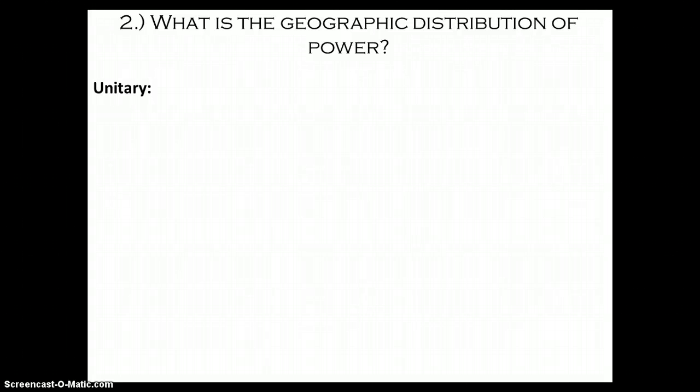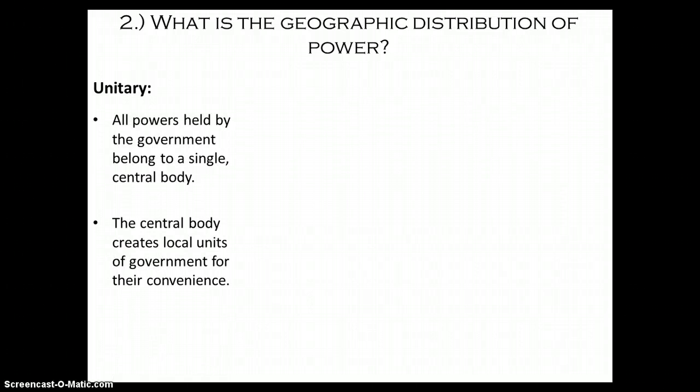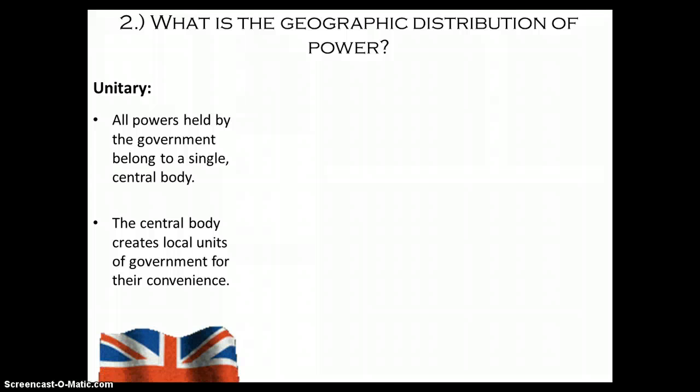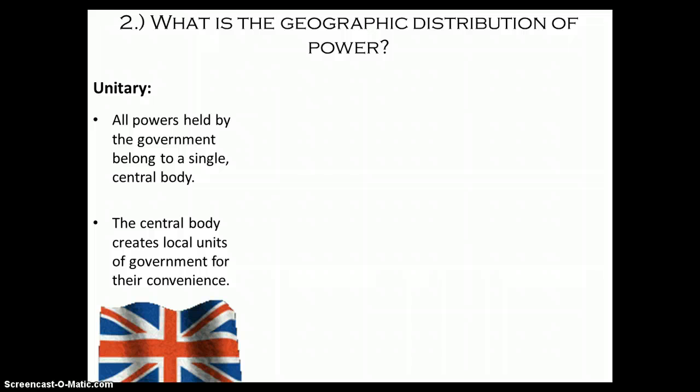The first is a unitary government, and this is where all powers held by the government belong to a single central body. The central body creates local units of government for their convenience, but still, like the previous point shows, the central body holds all the power. This type of government exists in Great Britain, where you have Parliament, which is the single central body. They hold all power. They make all laws for the entire country. Now, they have small local units of government that enforce those laws, but those local units of government can't make their own laws and can't have different laws from Parliament's laws.